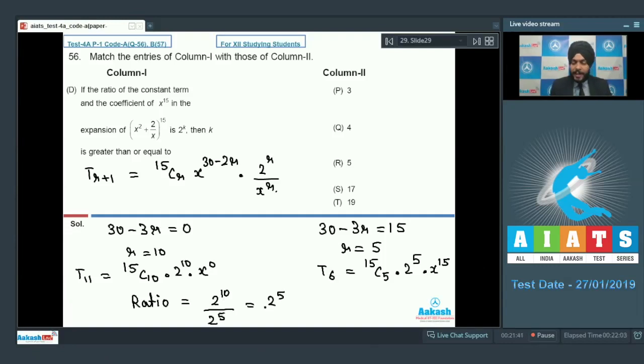So k is greater than or equal to 5, 4 and 3. So D matches with P, Q, R. Final answer for this one. Let us move on to 57.